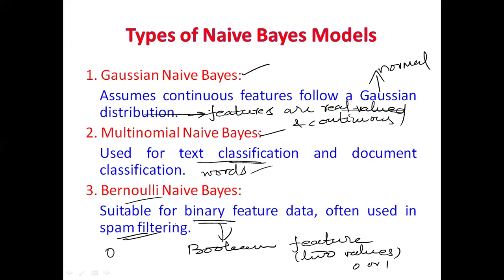Next, Bernoulli naive Bayes. It is ideal for binary or Boolean feature data where each feature can take only two values. What are the two values? Either 0 or 1. It is often used in spam filtering and document classification.